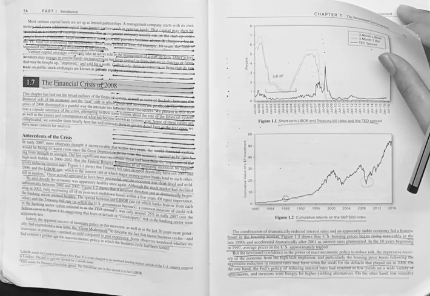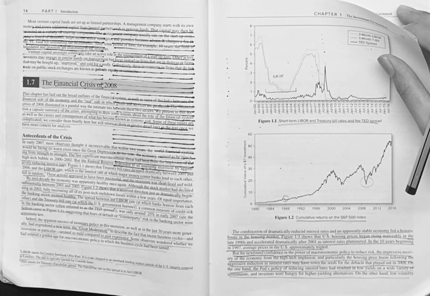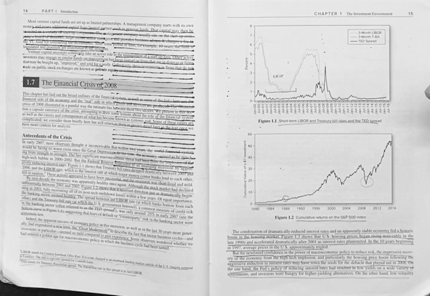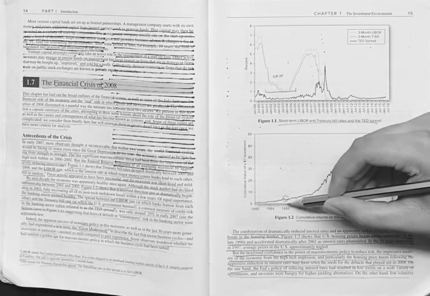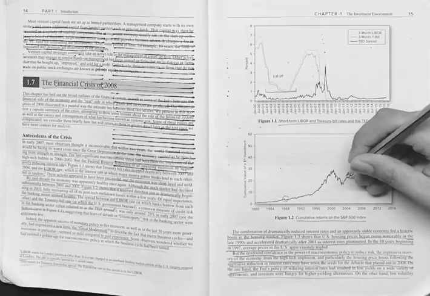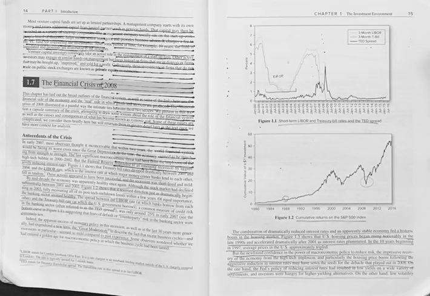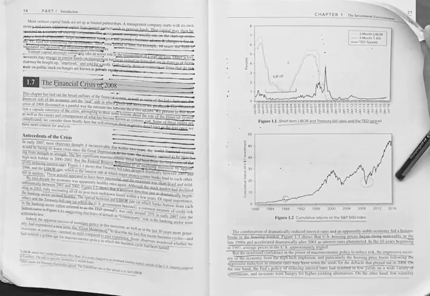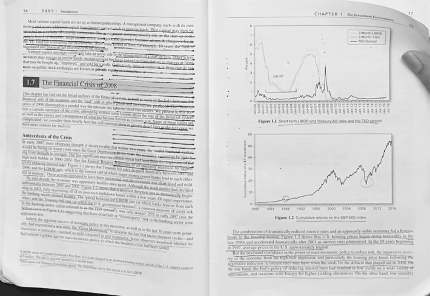In 1987, the stock market crashed heavily, and that's that little bump over there. This I assume is the dot-com bubble crash. Couldn't be anything else, I don't think so. Maybe 9/11 also impacted it.